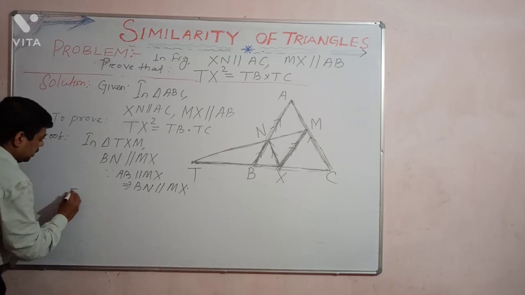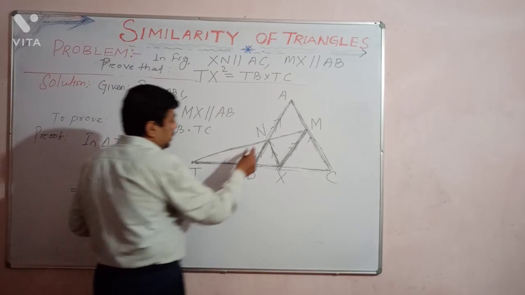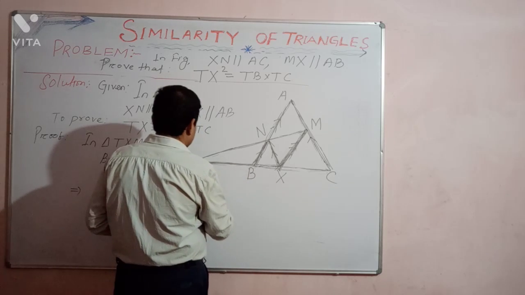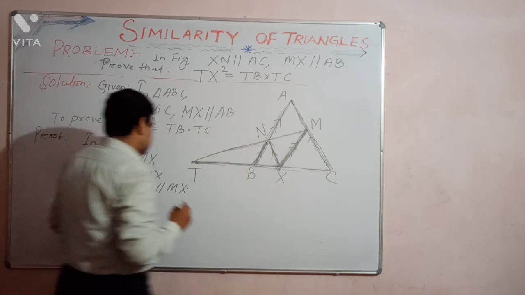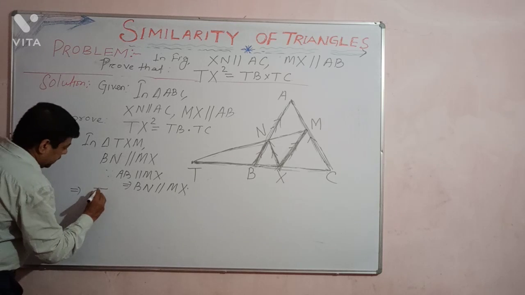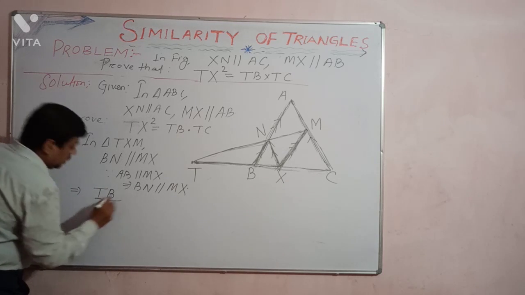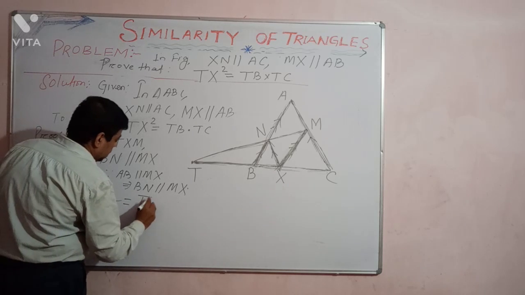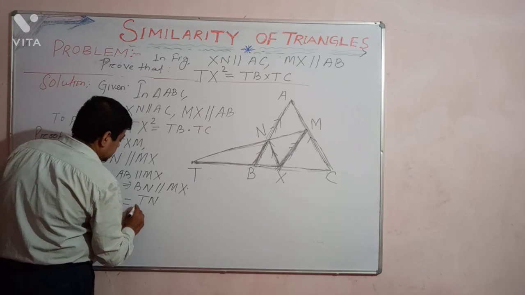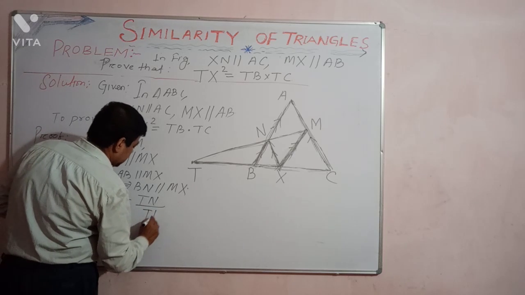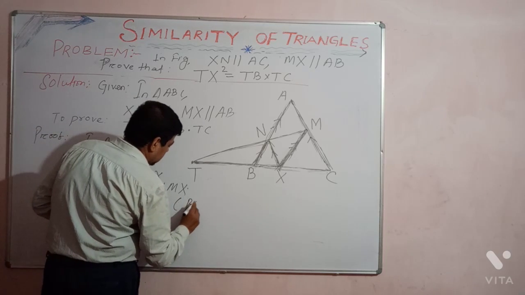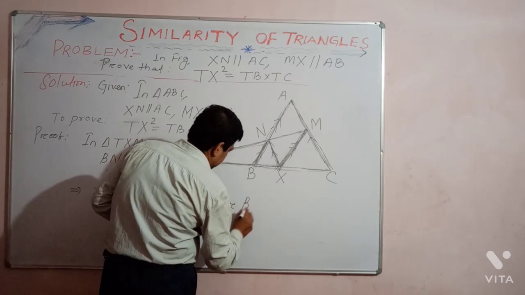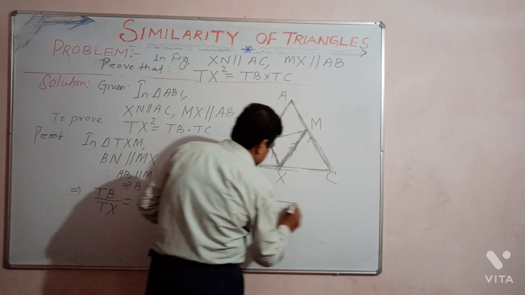Now if BN is parallel to MX, you see TB divided by TX is equal to TN divided by TM. Can you write or not? According to the corollary of the basic proportionality theorem, TB divided by TX is equal to TN divided by TM. This is by the corollary of BPT, all of you know. So this is point number 1.